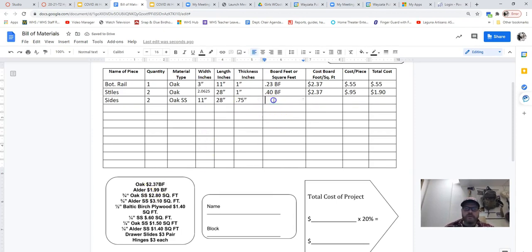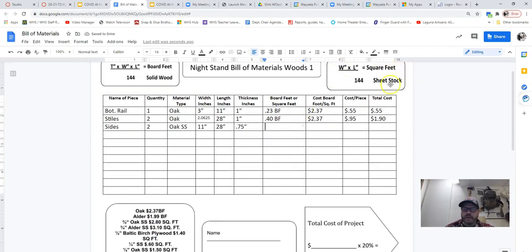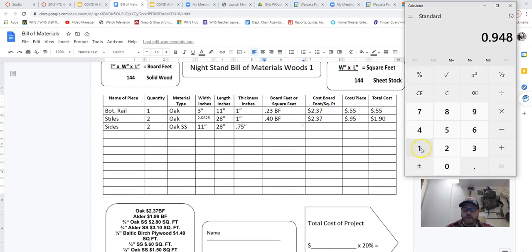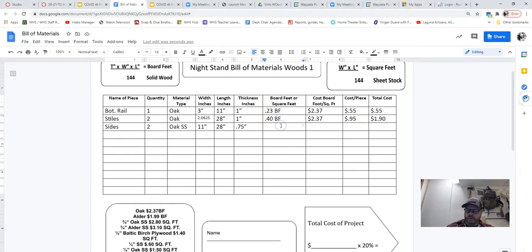So to figure out my square feet, I'm going to use this calculator, and I'm going to go width times length divided by 144. So my 11 times 28 equals, divided by 144. So I've got 2.1, or let's call it 2.14 square feet.